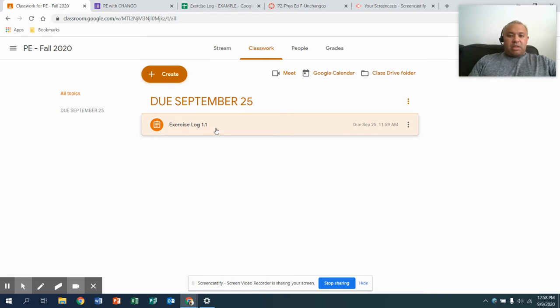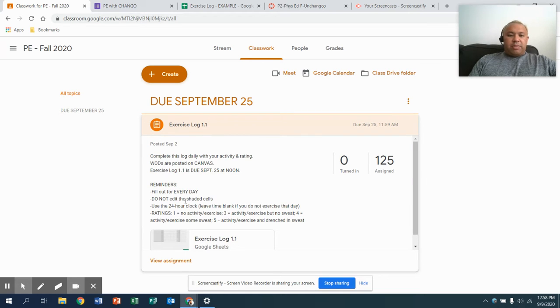So you click on exercise log 1.1, and there's a few reminders here for you. One is that it is due at noon on September 25th. That's the last Friday of September. Make sure that you fill out the row for every day of the month in your spreadsheet, and do not edit any of the shaded cells. So whatever cells are there that are unshaded, those are okay for you to complete.